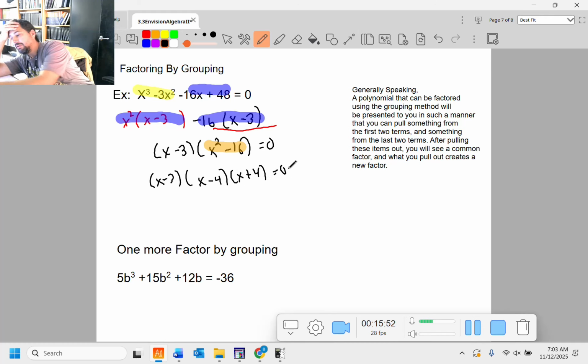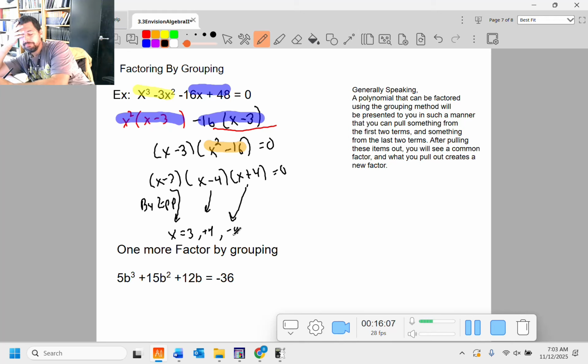Now you can use ZPP. So by ZPP, that one would say x is 3. That one would say positive 4. This one would say negative 4. Apparently I haven't woken up just yet. That's factoring by grouping, kids.